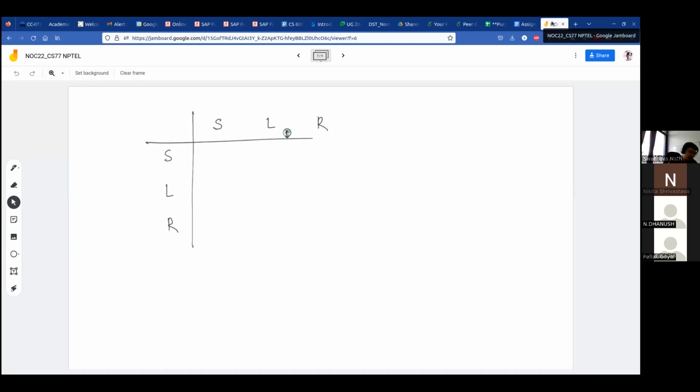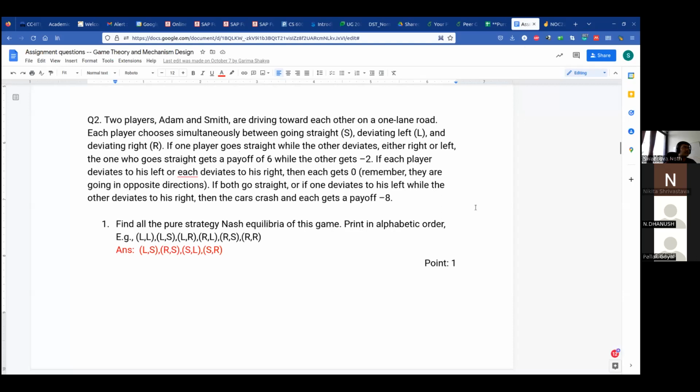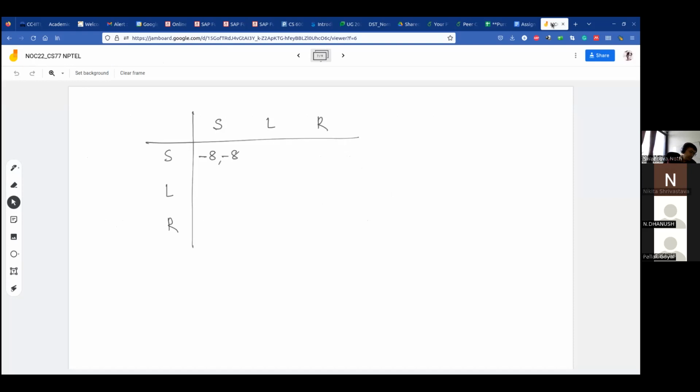Now, what happens when both players go straight? They collide into each other and everybody gets -8, right? I think -4 comma -4. It says that if both go straight, or if one deviates to its left and the other to its right, they crash. Think about this: two cars are coming from different directions, either they can go straight and crash, or one goes left and the other goes right, and they also collide. If one goes right and the other goes left, they also collide. The cars crash and each gets a payoff of -8. So straight, straight is -8, -8. Left and right is -8, -8. Right and left is also -8, -8.